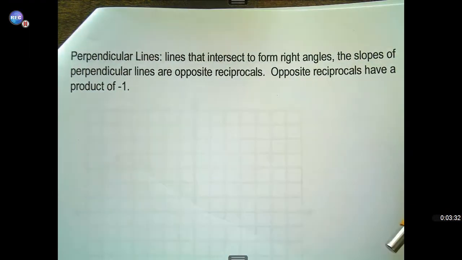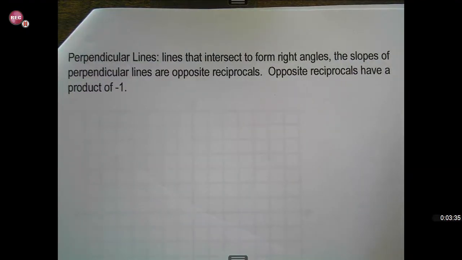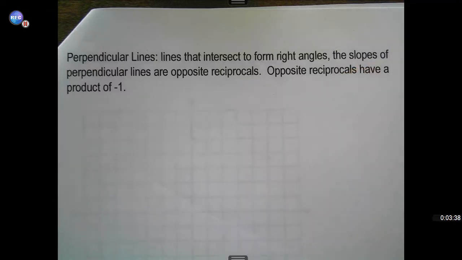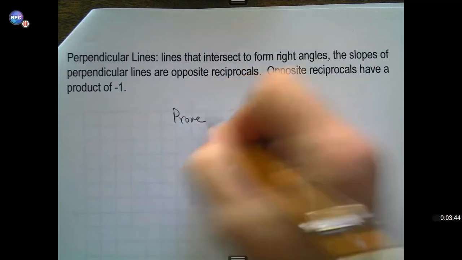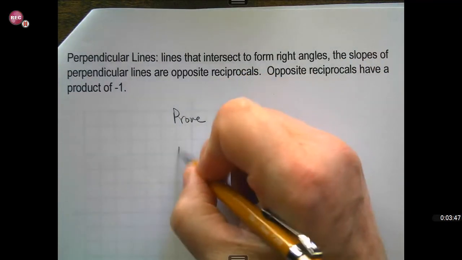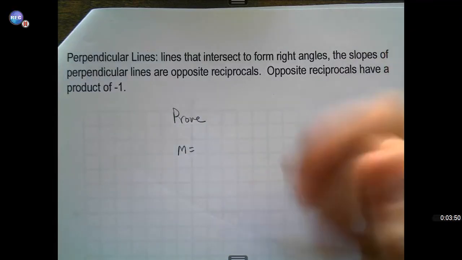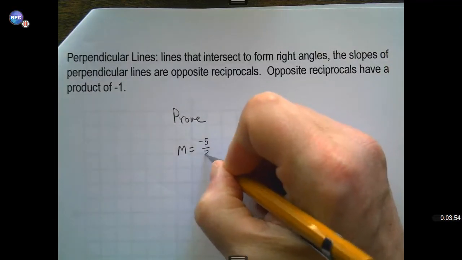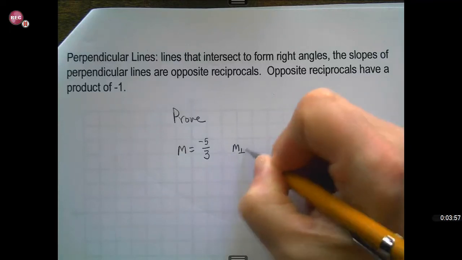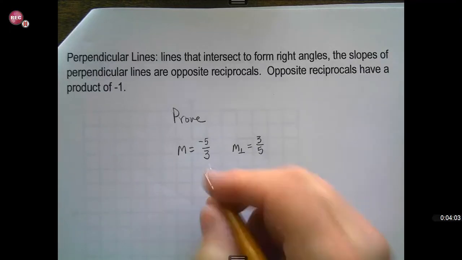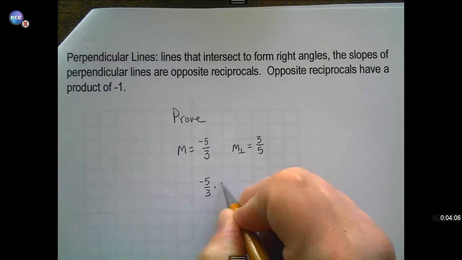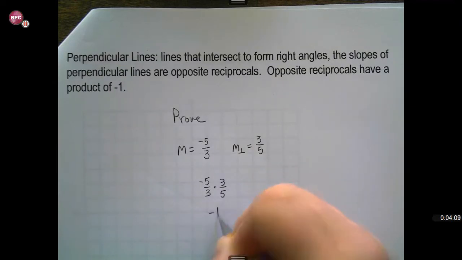So perpendicular lines are lines that intersect to form right angles, and the slopes of perpendicular lines are opposite reciprocals, and opposite reciprocals have a product of -1. So if it says prove that the lines are perpendicular, you could say, well, the slope of the one line is -5/3, therefore the slope of the line perpendicular to it is +3/5, because I take the opposite reciprocal, and if I multiply opposite reciprocals, I get -1.